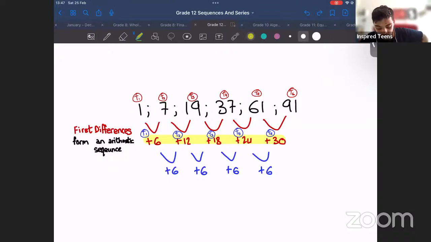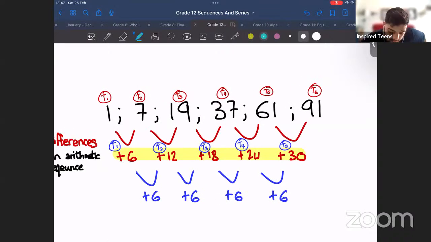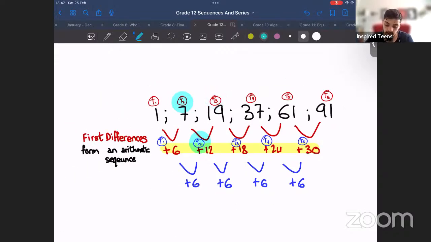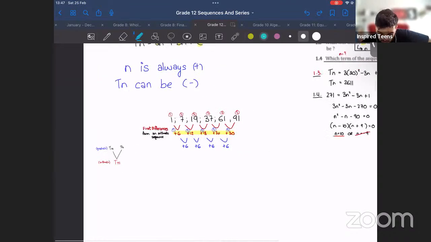That's extremely important. And the second thing was that the first difference is the difference between the first and second terms of the quadratic. The second first difference is the difference between the second and third terms, and the third first difference is the difference between the third and fourth terms. That was really important to note because they ask those types of questions. For example, the difference between T5 and T6 in the quadratic would definitely be the lower one, T5. So that's important to note.